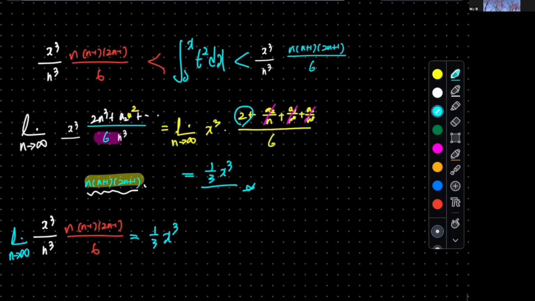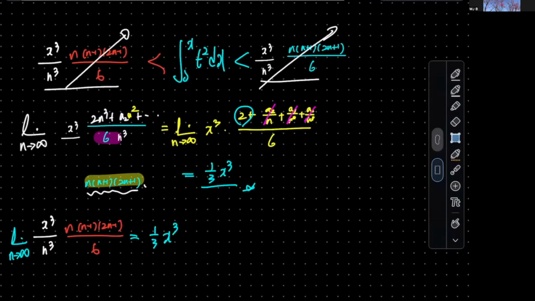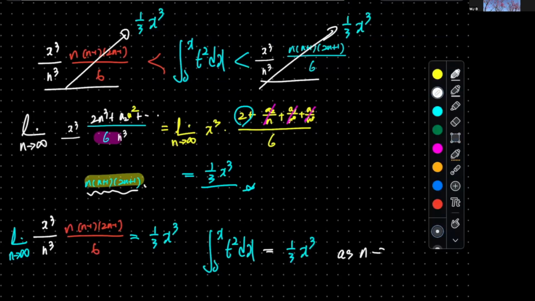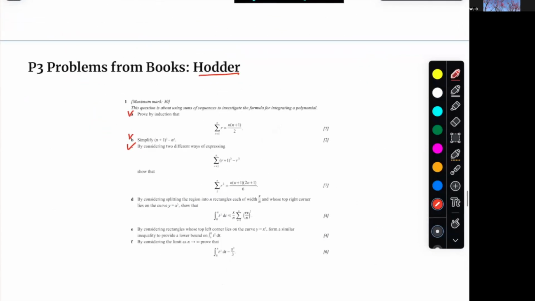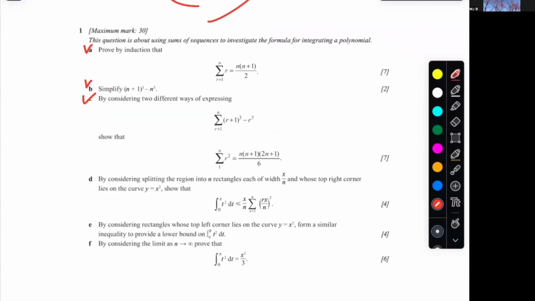So the lower bound and upper bound both converge to the same limit, x cubed over 3. That means what's in the middle must also converge to the same limit as n goes to infinity. And that's one way to prove this integration using the squeeze theorem. Okay, so this is another paper 3 problem. If you ask me about the historical significance, A and B is something called the Faulhaber formula, and for E and F it is the sandwich theorem.